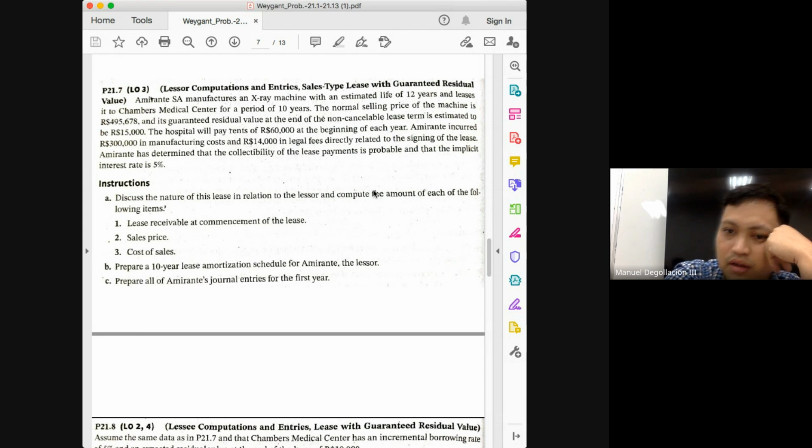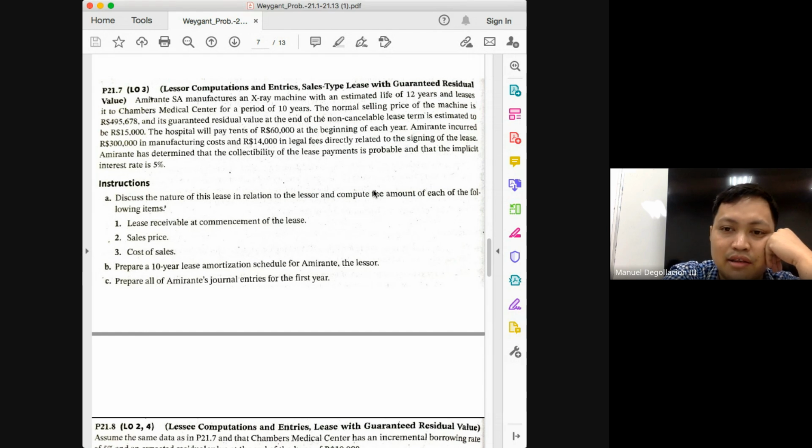Okay, rounding it off to 5 decimal places, your annuity due factor. By the way, what rate are we going to be using here? Again, it should be the implicit interest rate, which is already given in the problem. So the PV annuity due factor for 5% for 10 periods would be 8.10782. Multiply that with 60,000. The present value of your 10 60,000s would be 486,469.